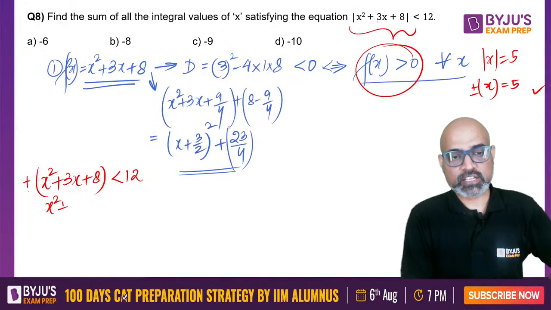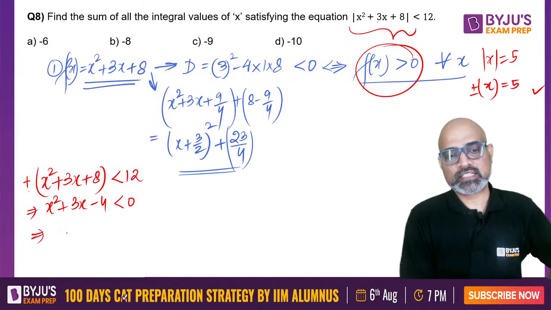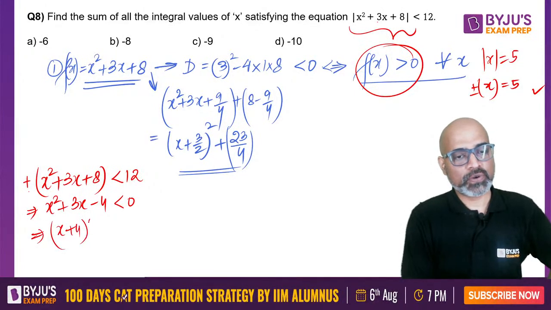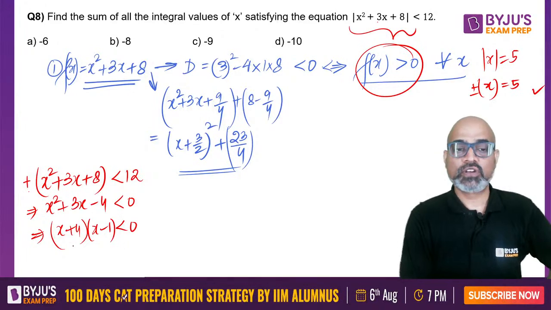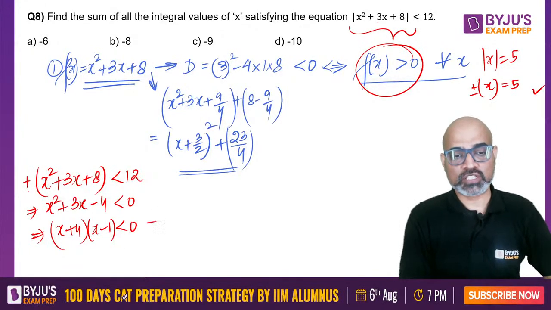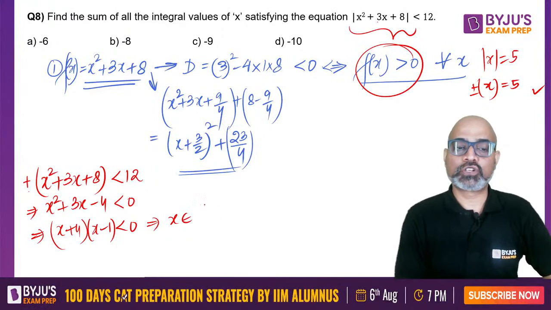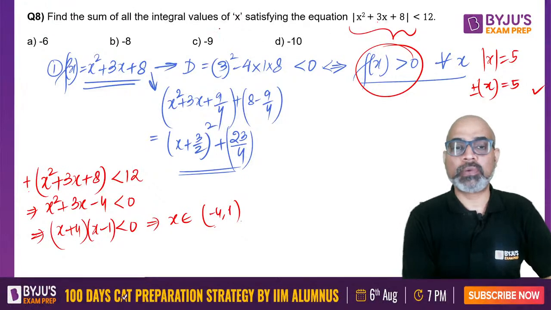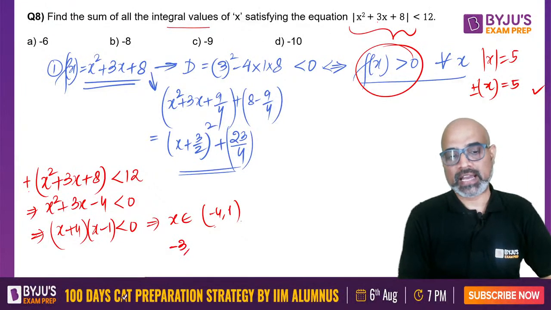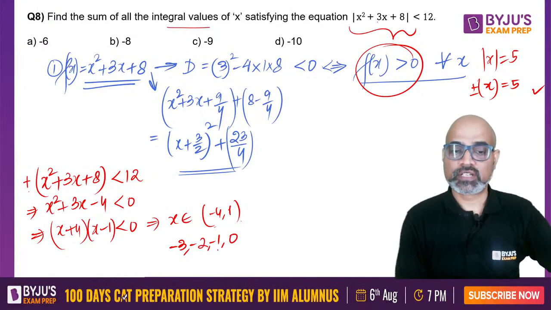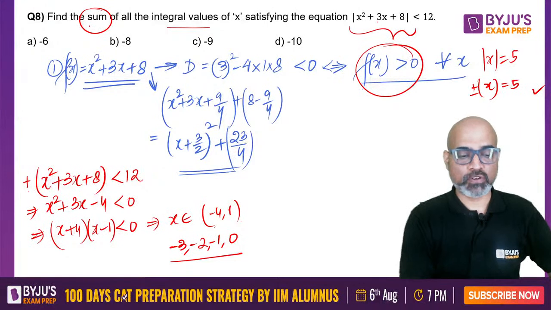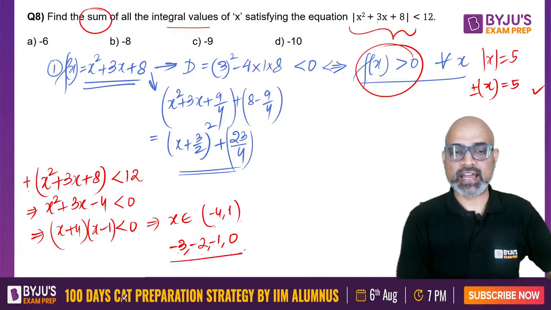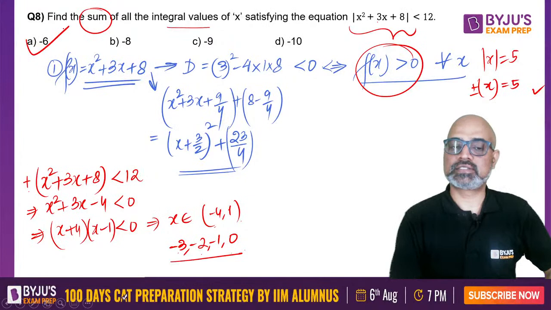So this becomes x square plus 3x minus 4 is less than 0. And this gives you (x plus 4) into (x minus 1) is less than 0. So whenever you have less than 0, what is the solution set? X belongs from -4 to 1. Now between -4 and 1, how many integral values exist? -3 comes, -2 comes, -1 comes, and 0 comes in. So the question is, what is the sum of all of this? If you add this, you will get -6 as the answer.